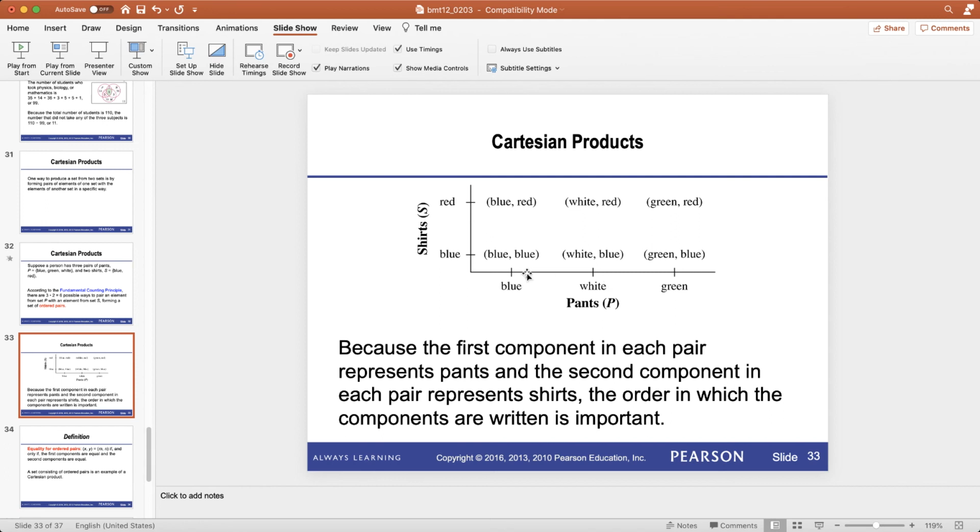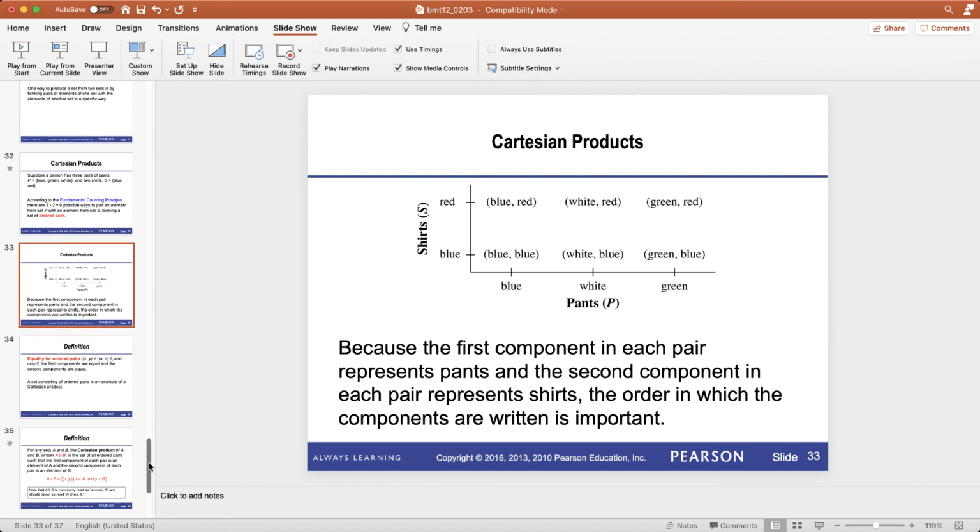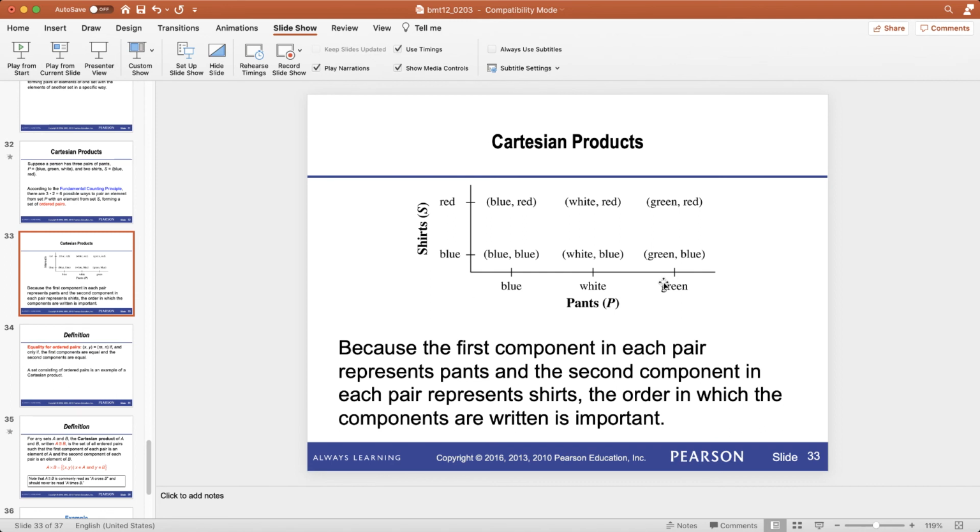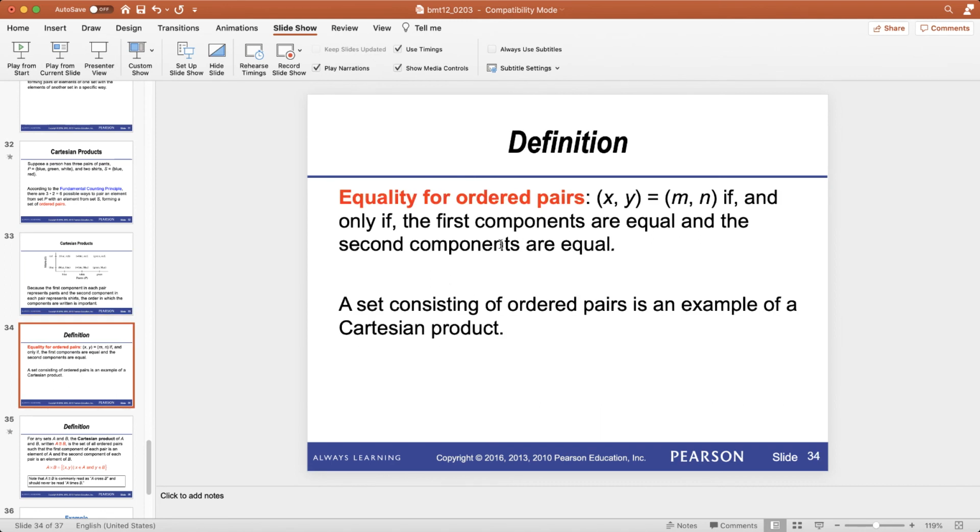In this case, it's the pants axis. You've got blue, white, and green. And on the shirt axis, you've got red and blue. So in this first spot right here, it's an intersection of blue and blue. Right here, it's going to be blue and red, white and blue, white and red, green and blue, and green and red. So it's a good way to see all the possibilities. If you have more than 2 choices, then it's going to get complex, right? You're going to be into the 3rd dimension or 4th and so on.